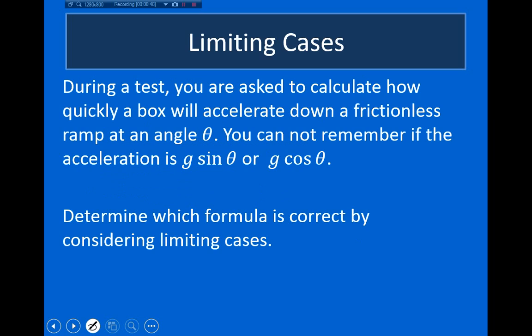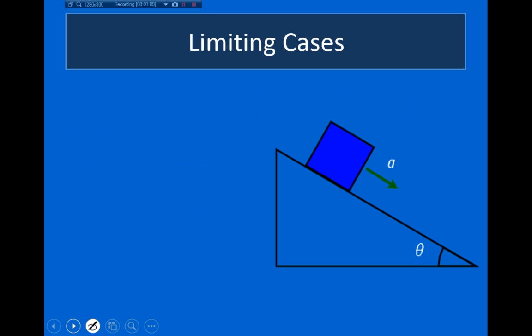So the first example says, during a test you're asked to calculate how quickly a box will accelerate down a frictionless ramp that's at an angle theta. And you can't remember if the acceleration down a ramp is g sine theta or g cosine theta. So this problem is asking us to use limiting cases to figure out which of these formulas is correct. Over here on the right is a picture. We have a box sitting on a frictionless ramp that's at an angle theta, and we're trying to figure out what this acceleration is going to be.